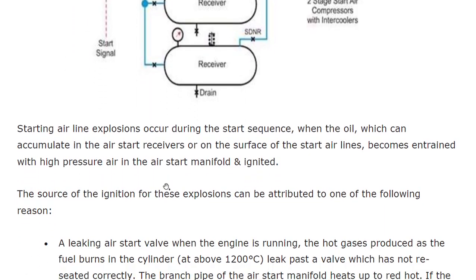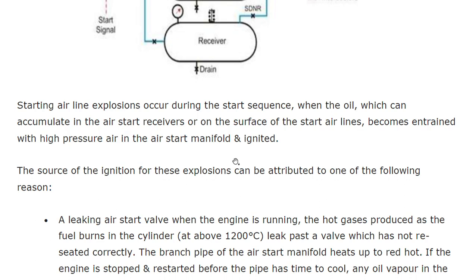Now, why does this starting airline explosion occur? It occurs during the start sequence. Whenever there is a start sequence, this explosion occurs. Now, there has to be oil which can accumulate in the air start receiver or on the surface of the start airline. This oil becomes entrained with high pressure air in the air start manifold and is ignited.